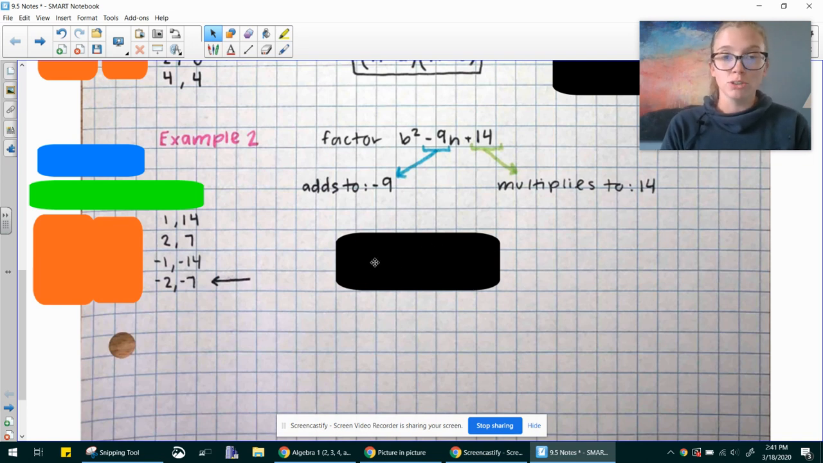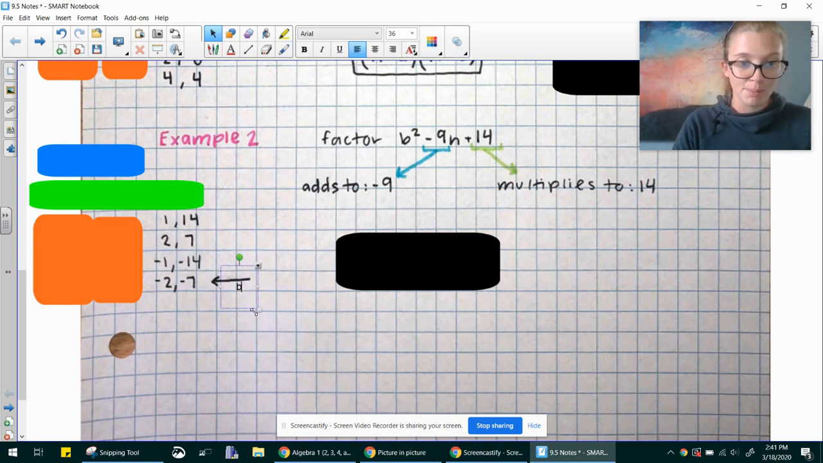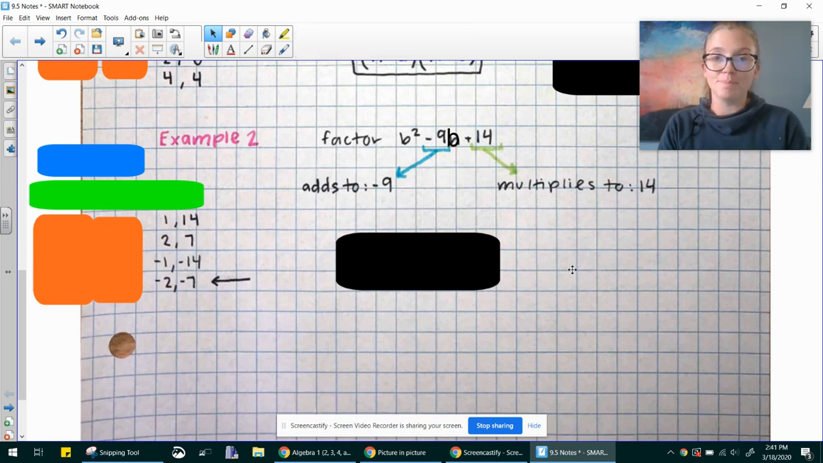To write my solution, my factors, I'm going to take my two magic numbers and again place them within a binomial. This time my variable is b. I just realized I used n here. These should both be b's. I'm so sorry, y'all. So b squared minus 9b plus 14. Let me see if I can type in a little tiny b and place it over that n. There we go. Now it's a b.